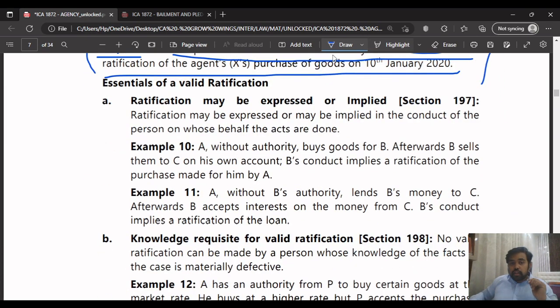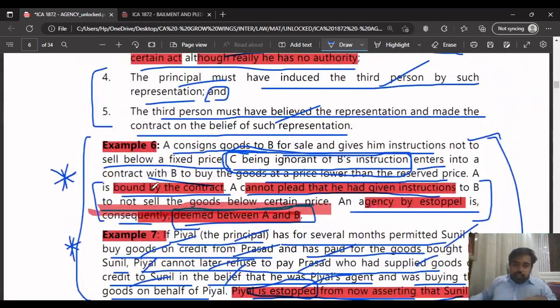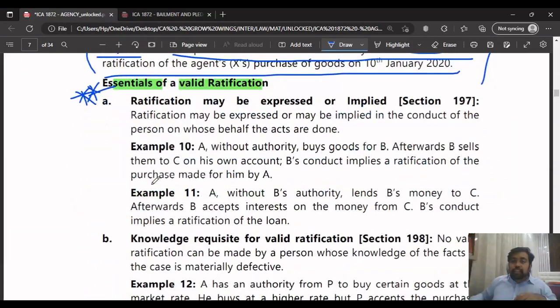Now coming to the next one, essentials of valid ratification. This is very important. Please remember. The institute knows that you will study all these things, so what the institute will do is play it very tricky. They'll ask the essentials of valid ratification, or they might ask one of the essentials as a question, as a case study, as an MCQ. If you have not read the essentials properly, you will answer it wrong and lose out on marks. So study this properly.